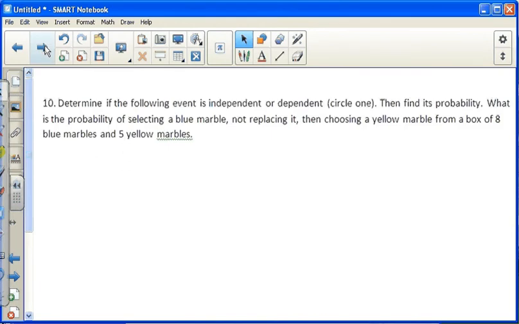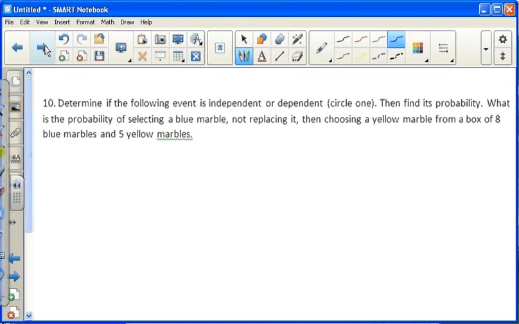Number 10, determine if the following event is independent or dependent. Remember, independent means they do not affect each other. Dependent means they do affect each other. Then find the probability. What is the probability of selecting a blue marble, not replacing it, then choosing a yellow marble from a box of 8 blues and 5 yellows?